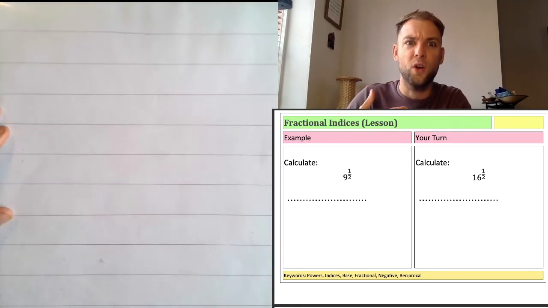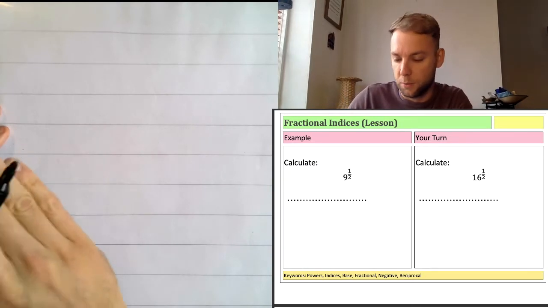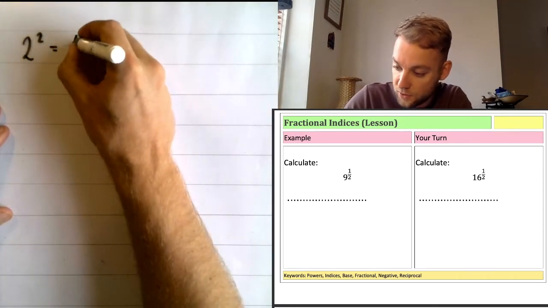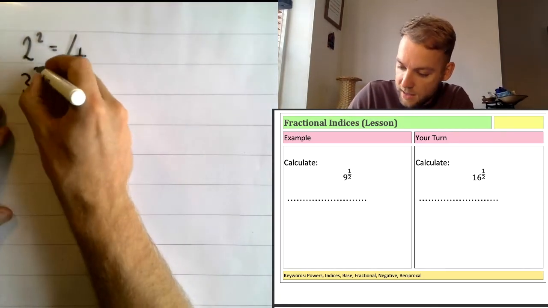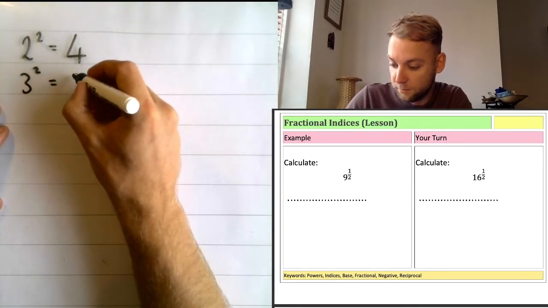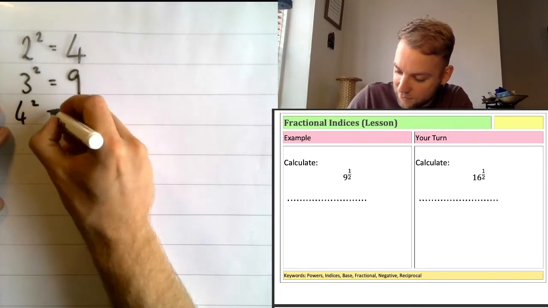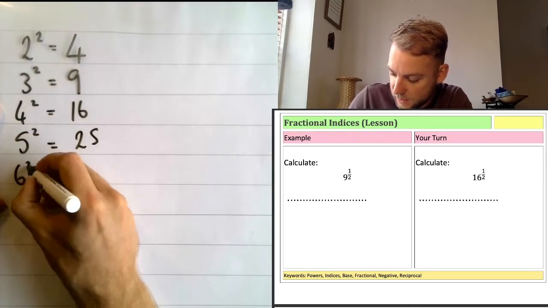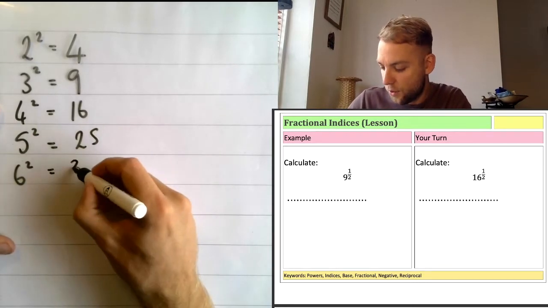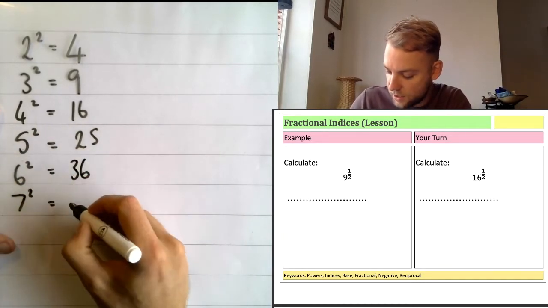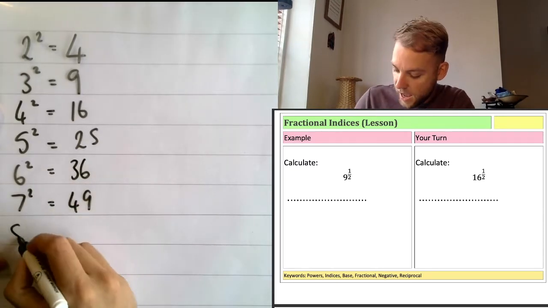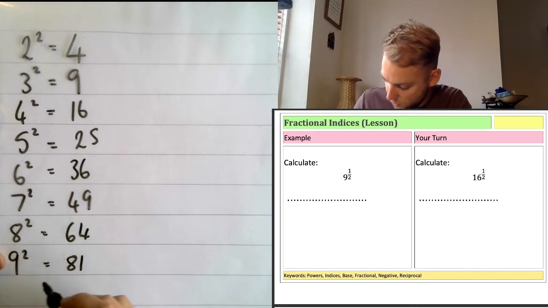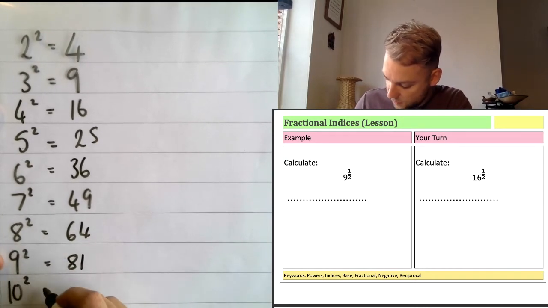I'm going to start with 2 because 1 to the power of anything is just 1, so we're not going to deal with that one. The first thing I'm going to do is 2 squared, which we know is 2 times 2, 4. 3 squared, which is 9. 4 squared, which is 16. 5 squared, which is 25. 6 squared, which is 36. 7 squared, which is 49. 8 squared, which is 64. 9 squared, which is 81. 10 squared, which is 100.